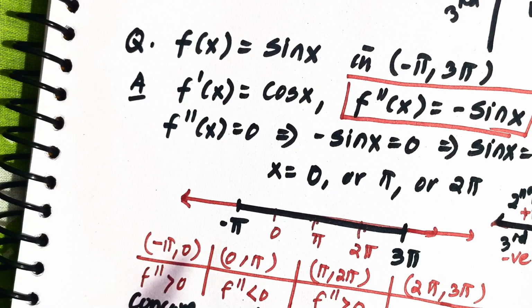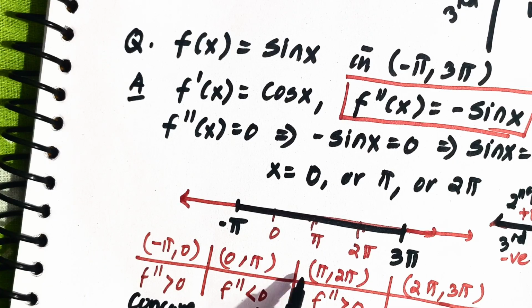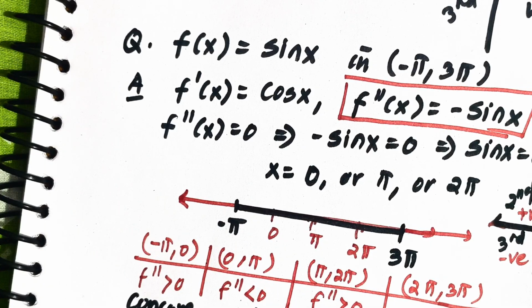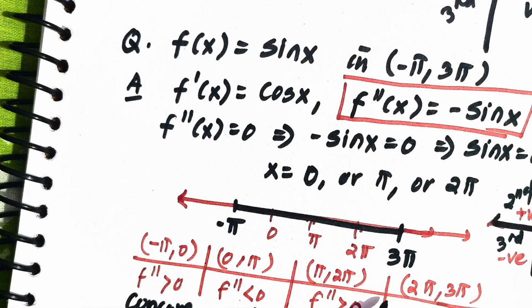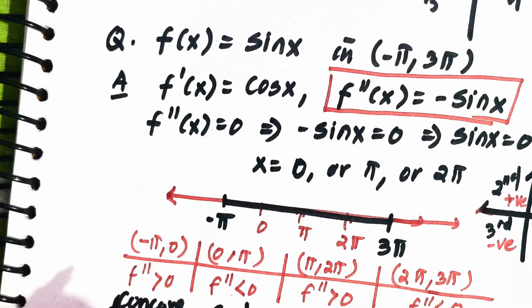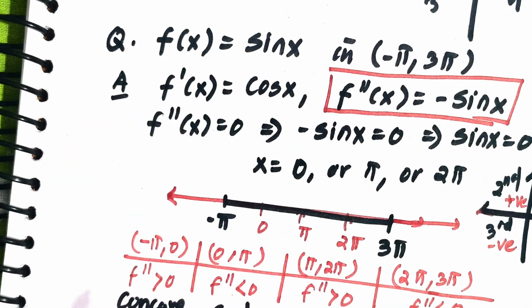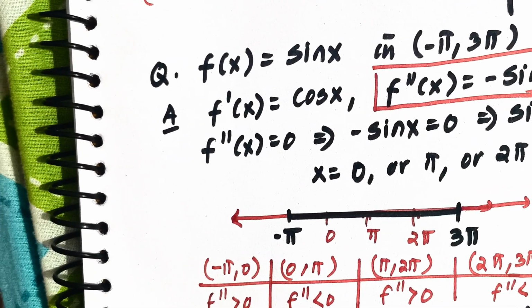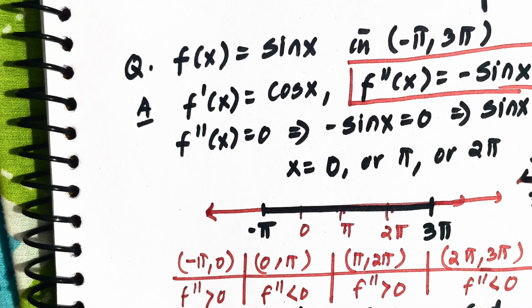And what are the inflection points? At 0, our concavity changes from concave up to concave down. At pi, concavity changes from concave down to concave up. At 2 pi, also concavity changes. So we have 3 inflection points at 0, pi, and 2 pi. So the corresponding f x values are: at 0 our sin x is 0, so the inflection point is 0 comma 0.